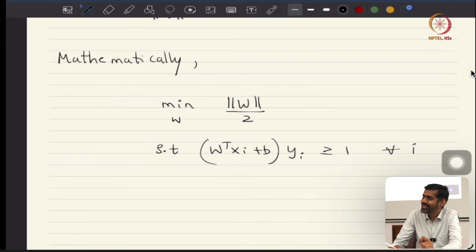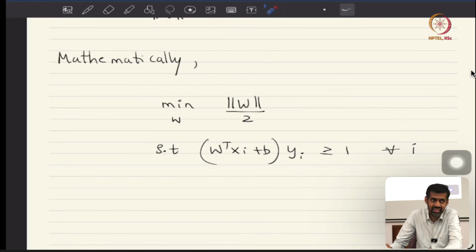Please look at this, it is very interesting. In our ERM, loss was a function of h, the parameters, x and y. The constraint was in terms of parameters. Now we have swapped it. The objective function is with respect to the parameters, the constraint is with respect to data and labels. It does not matter, because finally when we write the Lagrangian, this is ERM with regularizer.